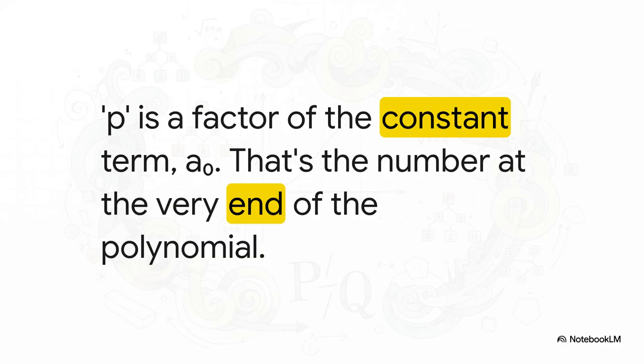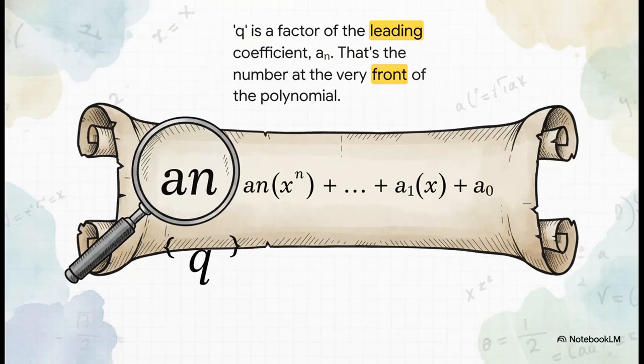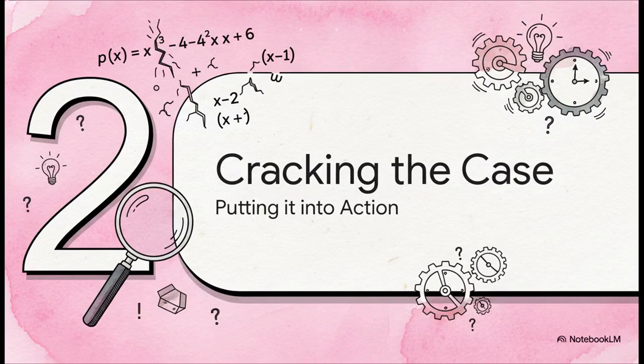Let's break it down, starting with p. P is just any factor of the constant term. You know, that plain old number hanging out at the very end of the polynomial, the one with no x attached to it? And q, well, that's its partner in crime. Q is any factor of the leading coefficient. That's the number way out front, attached to the x with the highest power. So just remember, P comes from the back, Q comes from the front. That's the key.